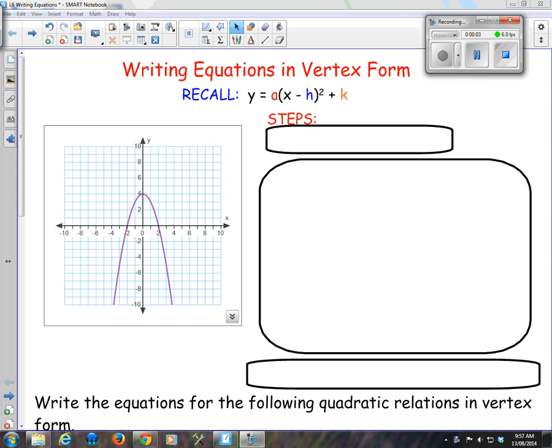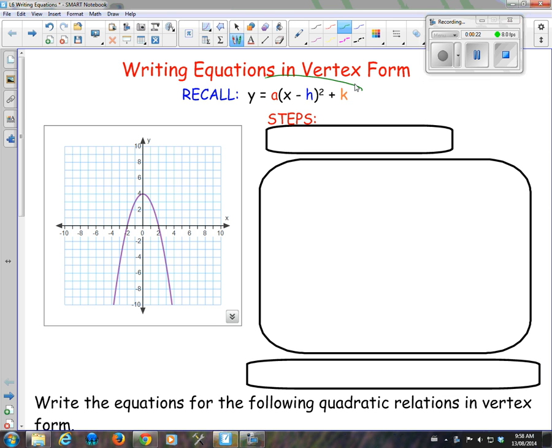Okay, this would be Unit 2, Lesson 6. We've been busy graphing quadratics and their parabola shape. Now we're going to take a look at the graph and go the opposite way. We're going to take the graph and write its equation. So remember the pattern for the equation.